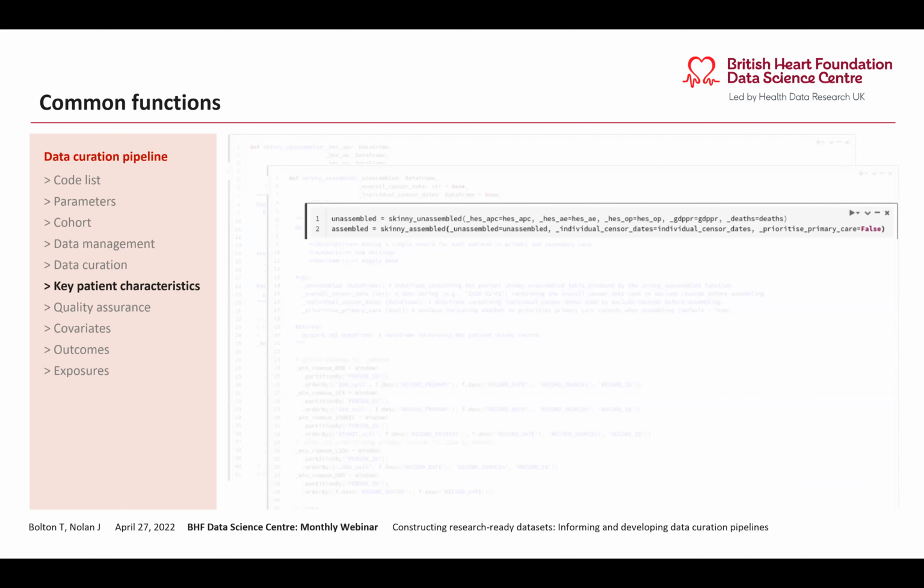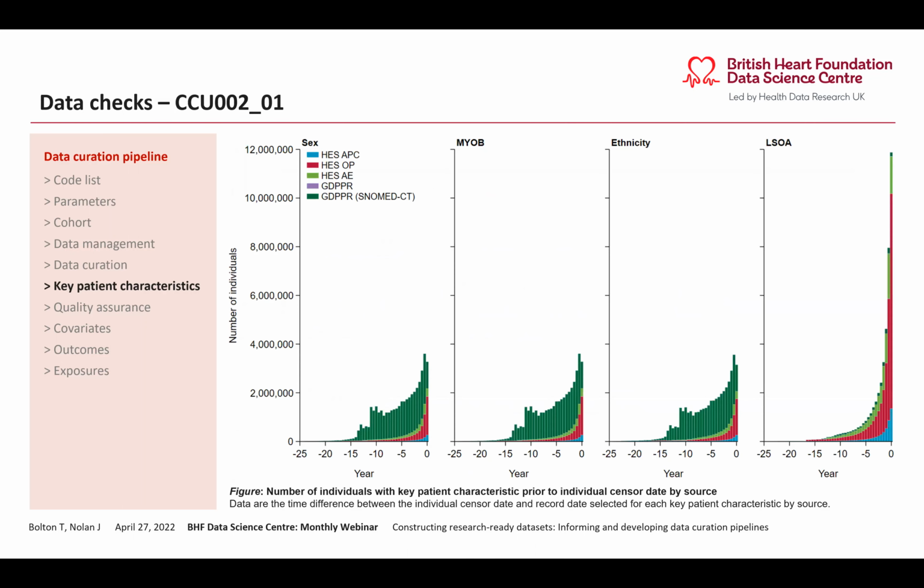And we've actually extended the work to include the most recent lower layer super outputs area, the LSOA, as a key patient characteristic where by default we've turned off the prioritization of primary care records. And importantly, we're now able to identify ties and conflicts in records and retain the record date and source so that we can check which data sets and when our key patient characteristics are being sourced.